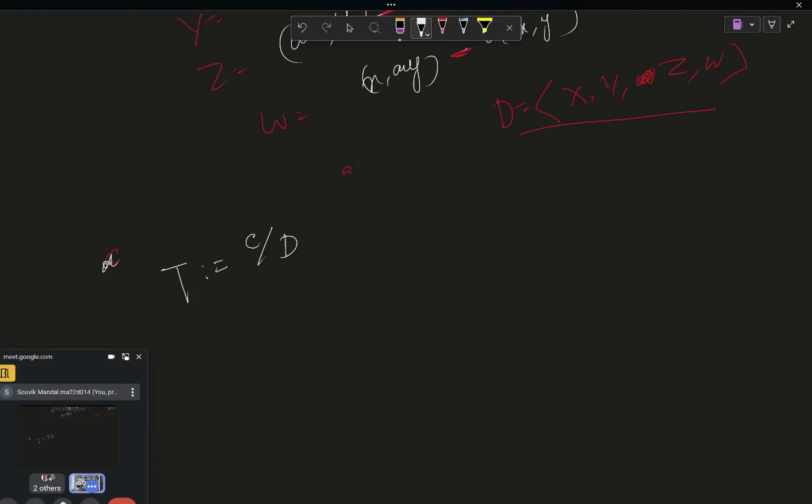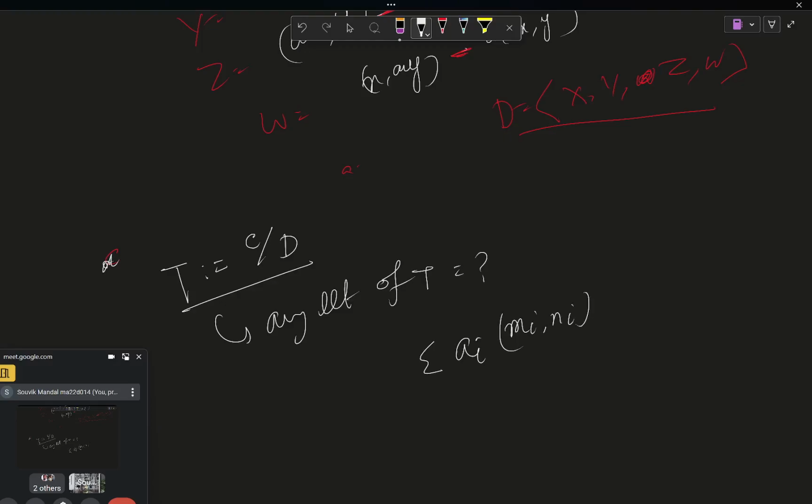So that means what? We are defining P to be C by D. That is how the elements of P look like: summation a_i (m_i, n_i) whole bar, that is, plus an element of D, that is the whole bar.